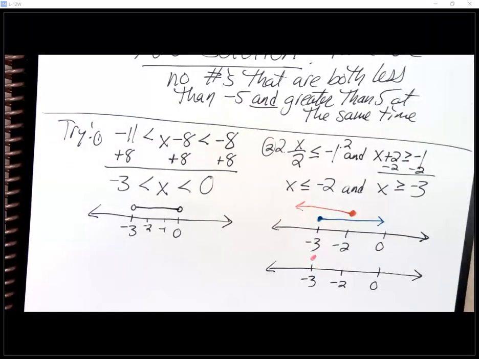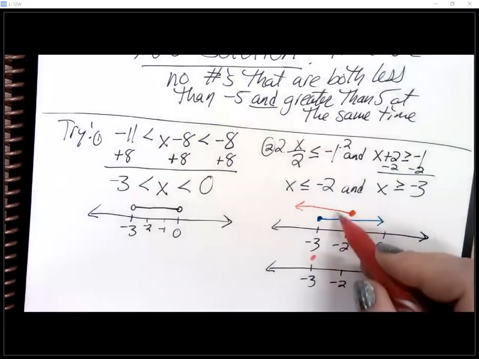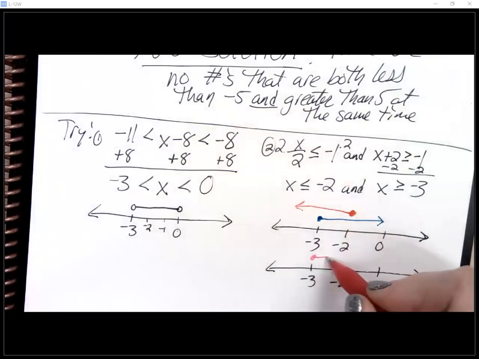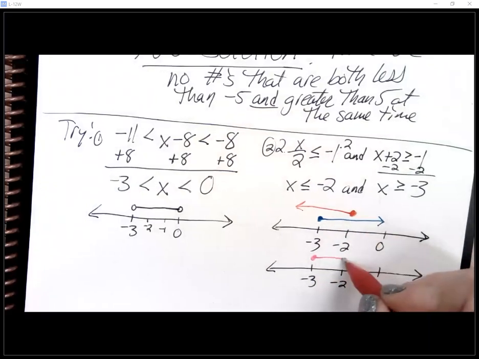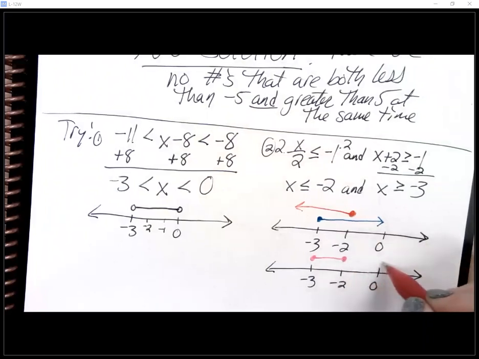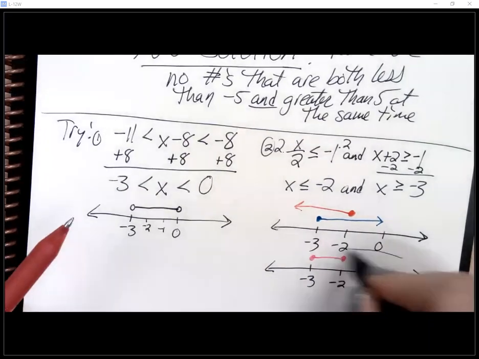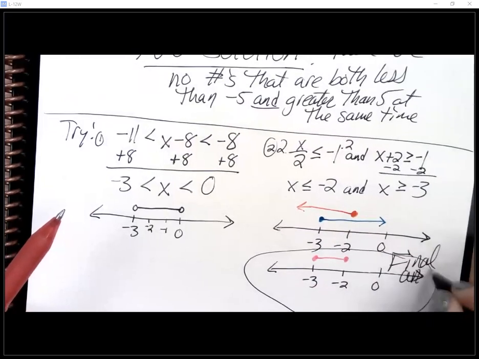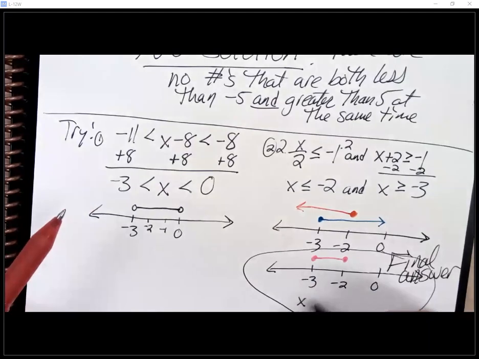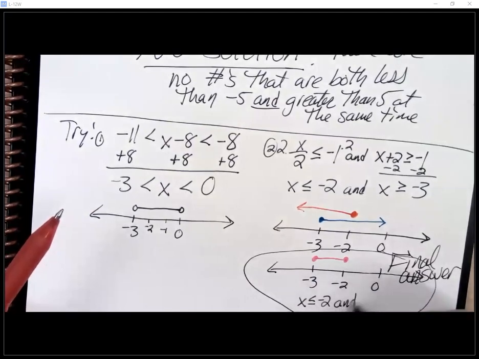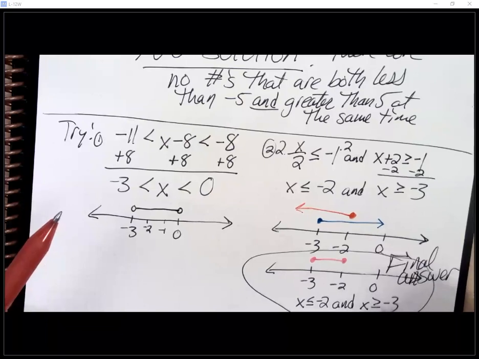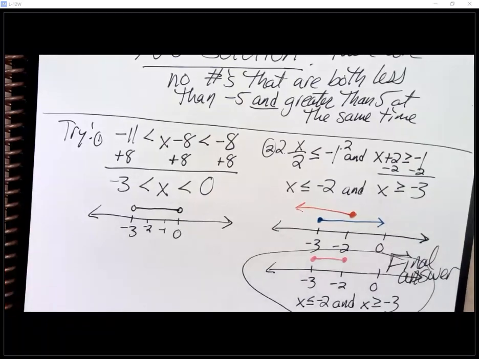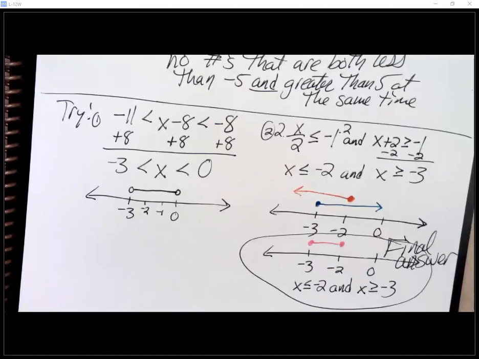I'll try this pink color. Can you tell that it's different? Not really. Bummer. It overlaps all the way in between -3 and -2, and it overlaps at -2 itself. Does it overlap over here? No. So this is my final answer. And that is x is less than or equal to -2, and x is greater than or equal to -3. That makes sense? All right.